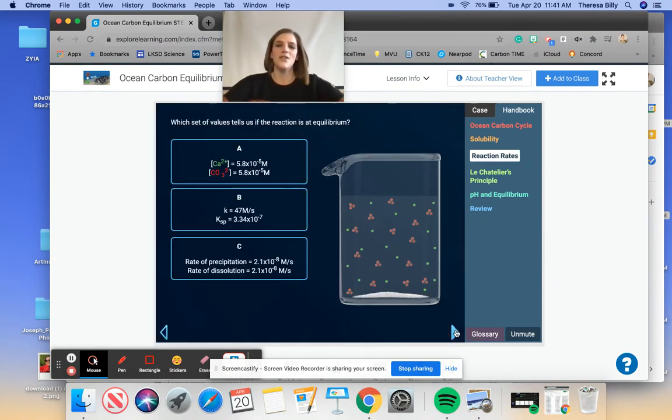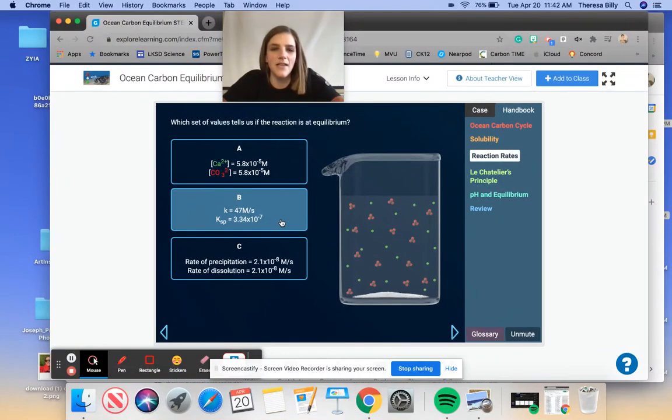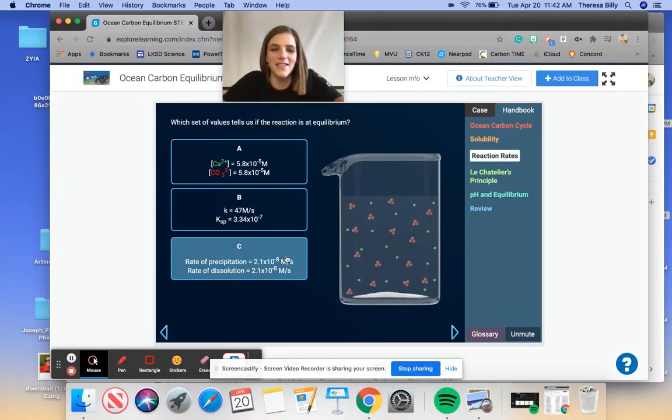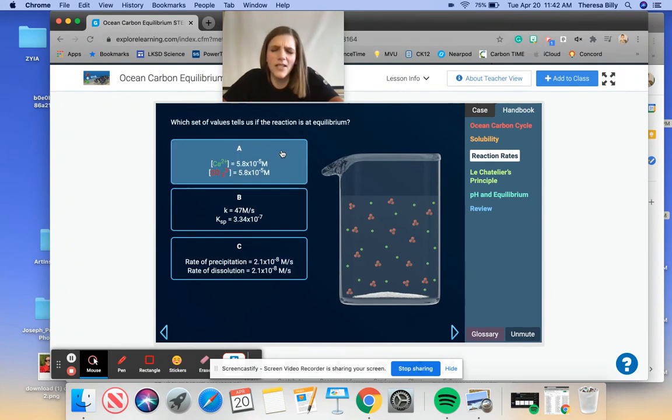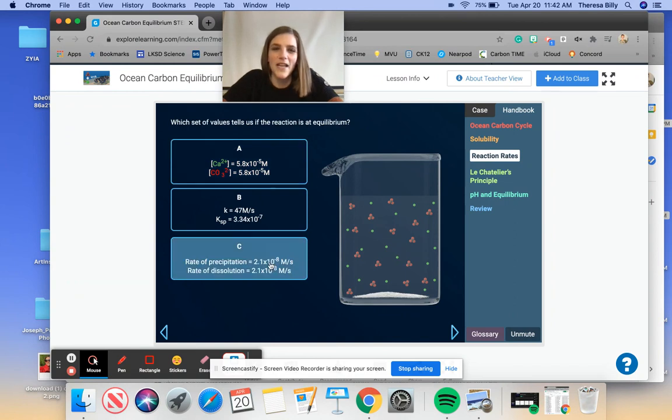Okay, let's continue on. So, very good question that kind of reiterates one of the big ideas I told you about. Which set of values tells us if the reaction is at equilibrium? Is it A, the fact that the concentrations are the same? Is it B, something that we didn't even talk about? Or is it C, that the rates are the same? You might be thinking to yourself, all right, Ms. Billy, it's probably because the concentrations are the same. And remember, I said there's an underlying cause as to why those concentrations are the same. The reason why they're the same is because the rates are the same. The speed at which those reactions are happening are the same.